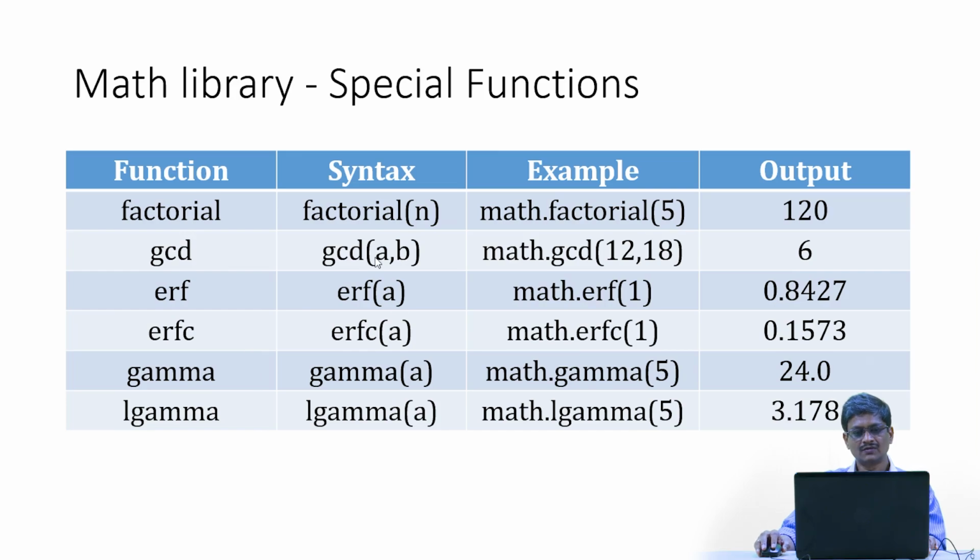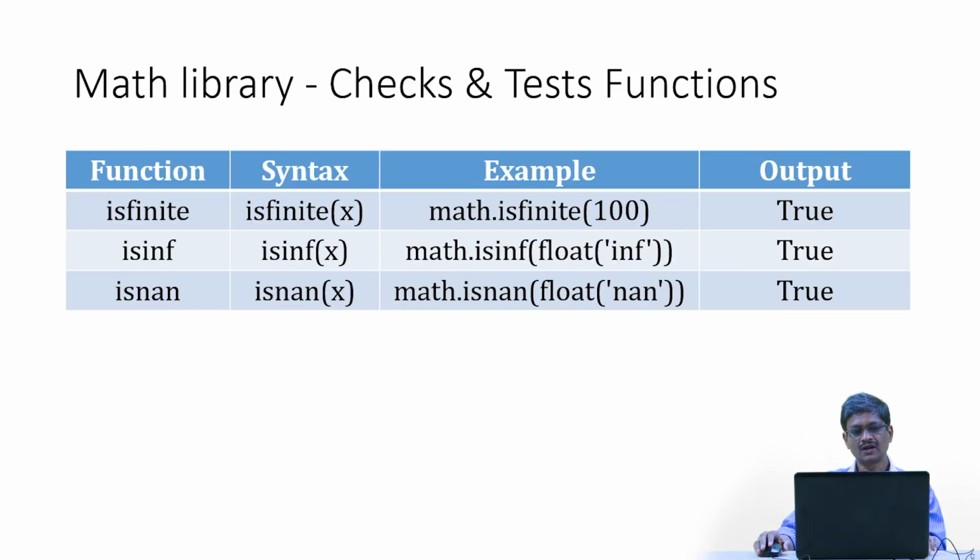There are other functions as well that are very rarely used in engineering calculations, like gcd, erf, erfc, gamma, lgamma and others. Apart from these special functions, we have check functions. This check function is going to check the type of a number. For example, math.isfinite is going to tell you whether the number given in the brackets is a finite number or an infinite number, right?